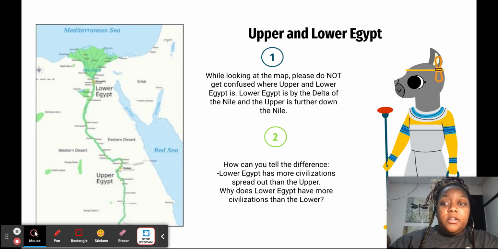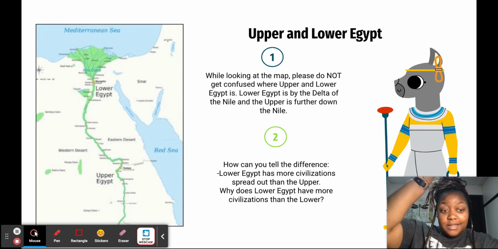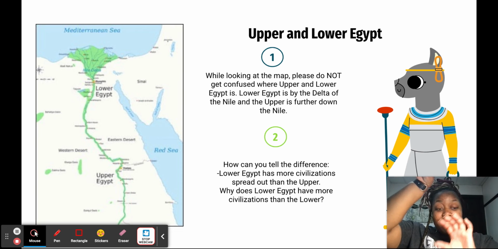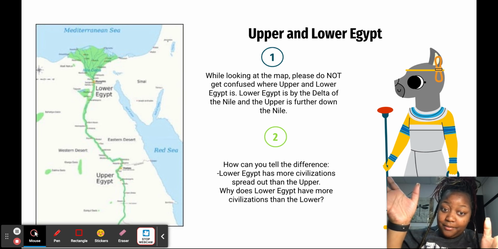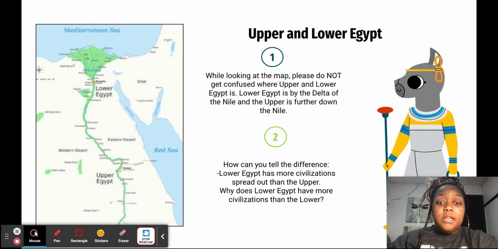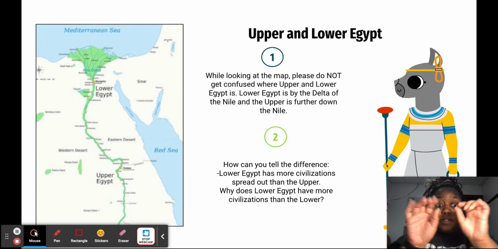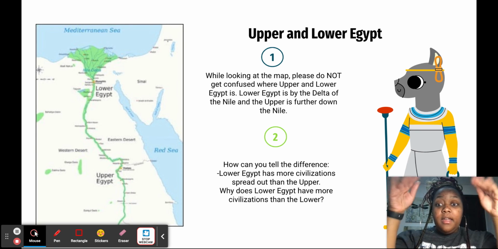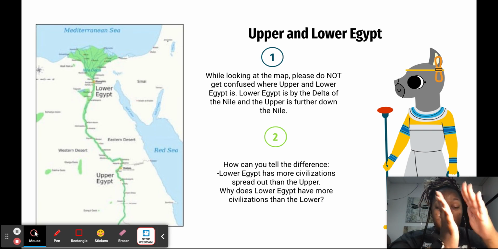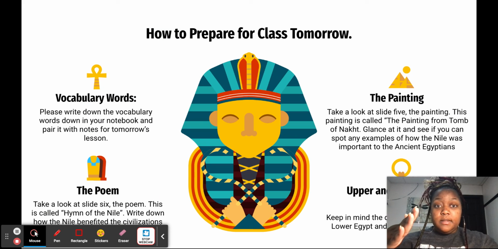All right, let's take a look to your left really quick. Upper and Lower Egypt. I do not want you guys to get confused when it comes to Upper and Lower Egypt. Lower Egypt is at the top. Upper Egypt is at the bottom. I know it can be a bit confusing. Also, can you spot what's so different between Lower Egypt and Upper Egypt? I'll give you a hint. It deals with the civilizations. You can see how civilizations are spread out. In Upper Egypt, you see the civilizations are curved down.